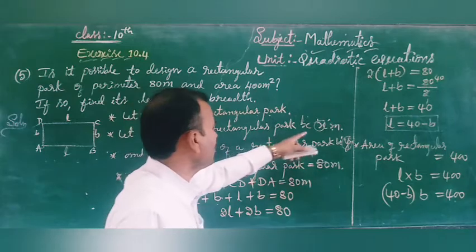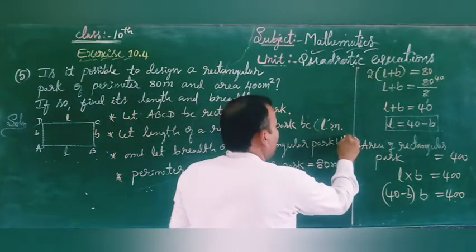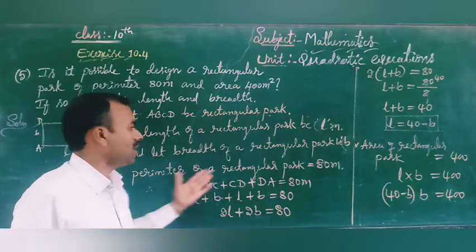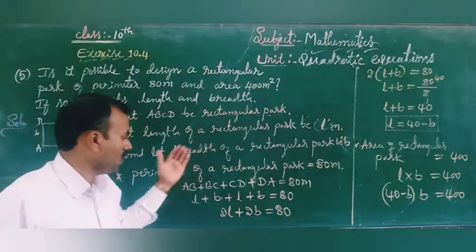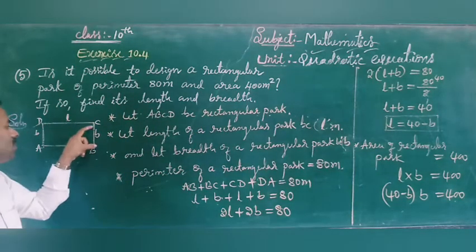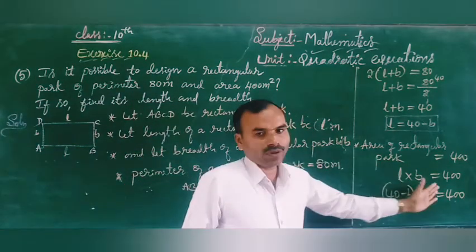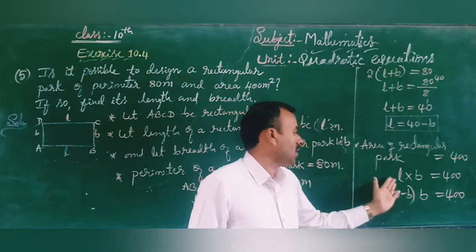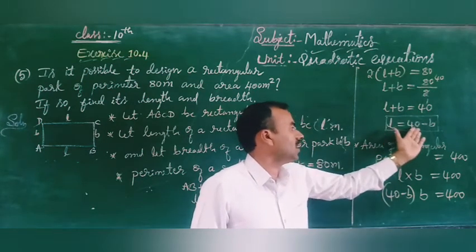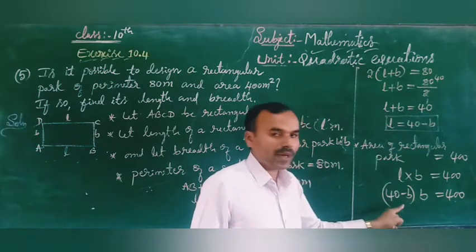Or in the place of x, better to take L. In the place of y, we take B. Length be L and breadth be B. So instead of length we take L, instead of breadth we take B. So finally we get L into B equals 400. L equals 40 minus B, into B. Here it is L equals 40 minus B, into B equals 400. Now simplify this one.